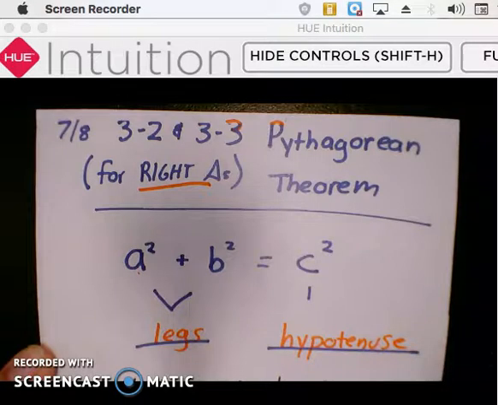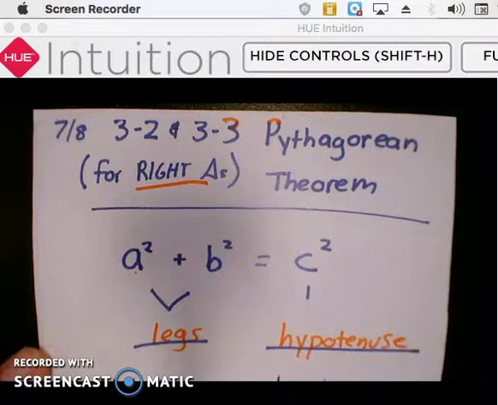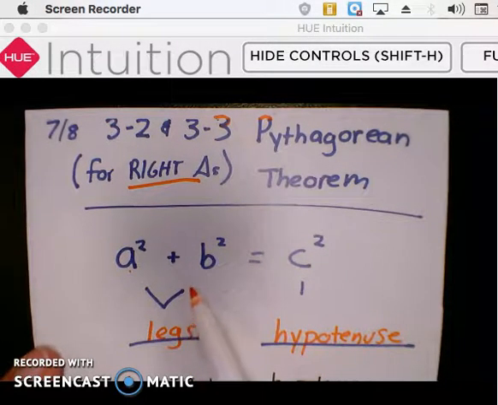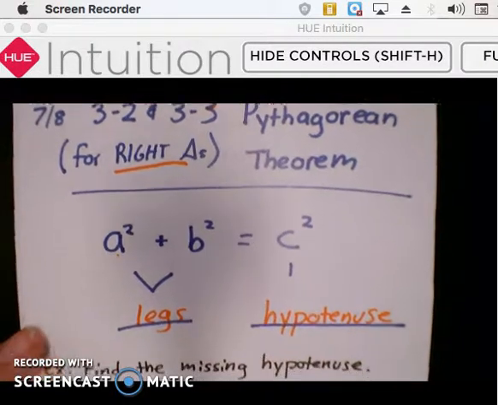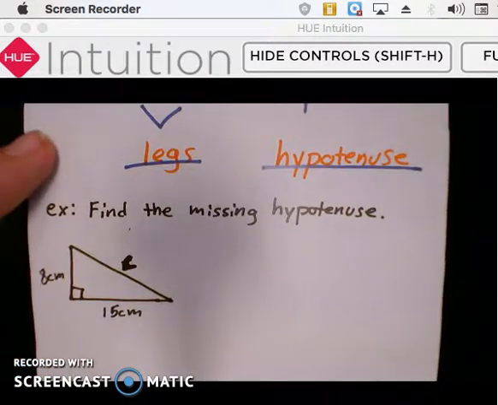And we can use the Pythagorean theorem to find a missing leg, to find a missing hypotenuse, or to decide whether or not a triangle is a right triangle. If we're given all three of these measures, we can figure out if it works, and then if it does, we know that it's a right triangle, and if it doesn't work, then we know that it is not a right triangle.